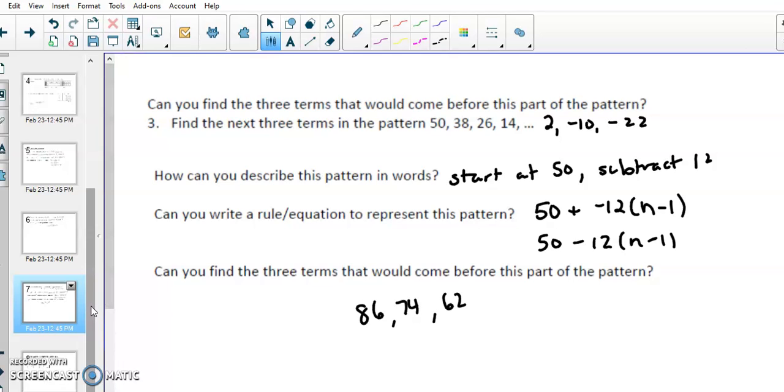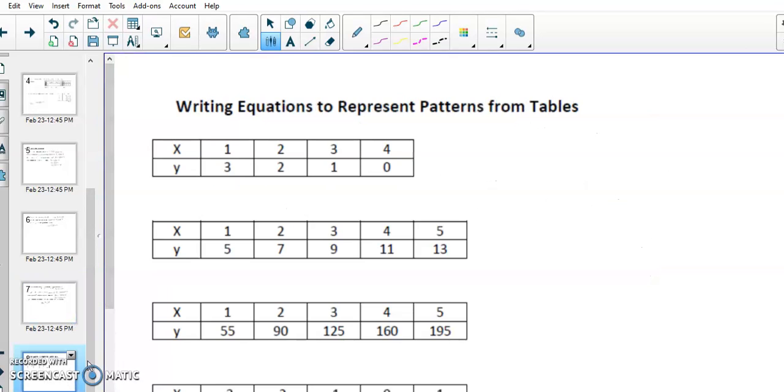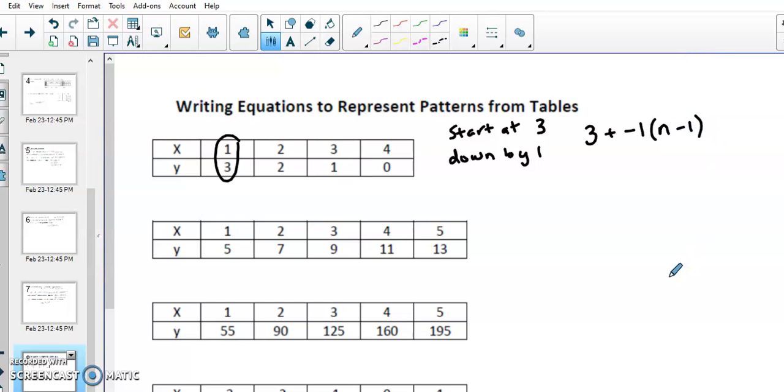We're going to do one more type. So this has no picture, no story. It's just doing this from a table. All that you need to find is what is the value when x is 1. And you'll see it's the same as before. We're starting at 3. Looks like we're going, now look at the y values, down by 1. Starting at 3, down by 1. It's that same n minus 1 at the end.